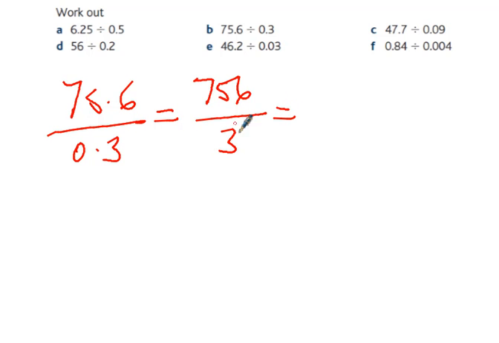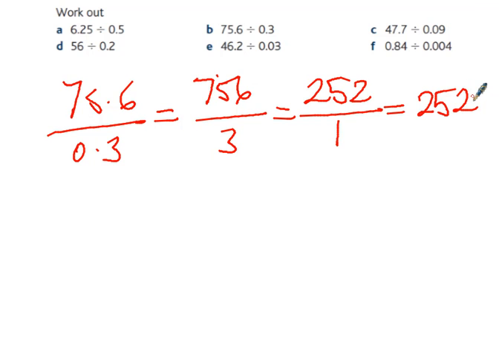I can now simplify this fraction, so I'm going to simplify by a common factor of 3. 3 into 756 is 252, and 3 divided by 3 is going to give me 1, and I know that where the denominator is 1, I can rewrite that fraction as 252.